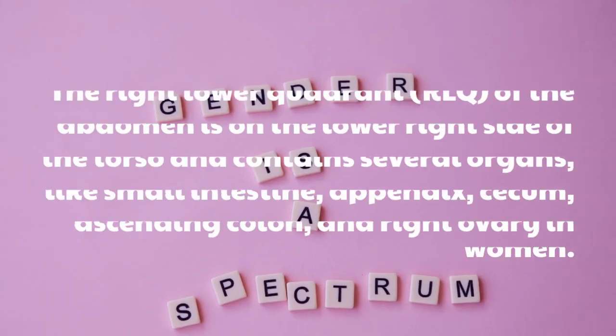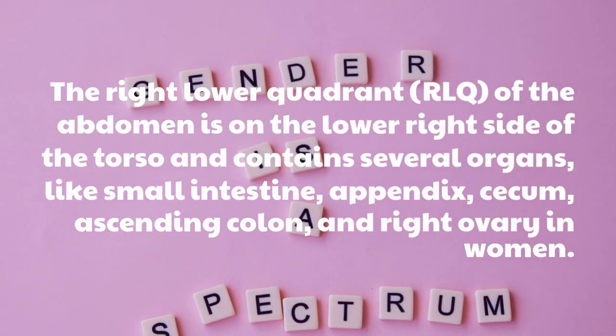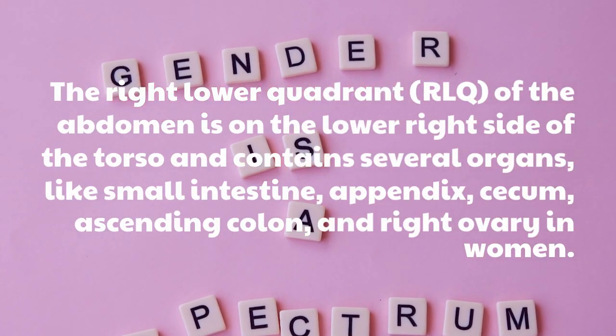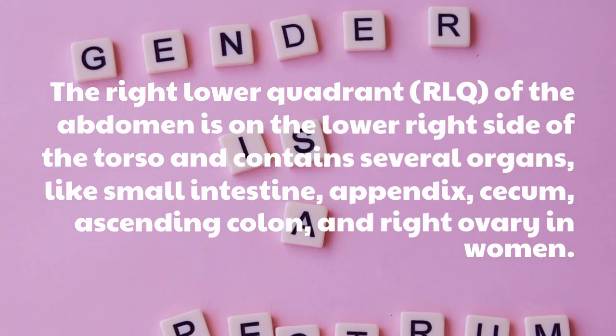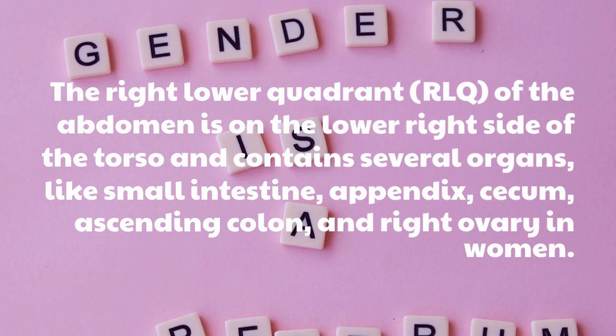Right lower quadrant. The right lower quadrant, RLQ, of the abdomen is on the lower right side of the torso and contains several organs, like small intestine, appendix, cecum, ascending colon, and right ovary in women.